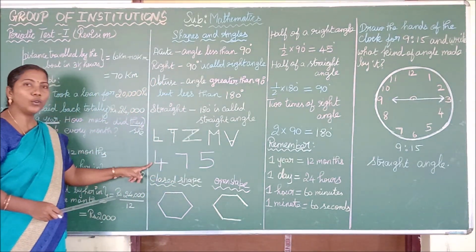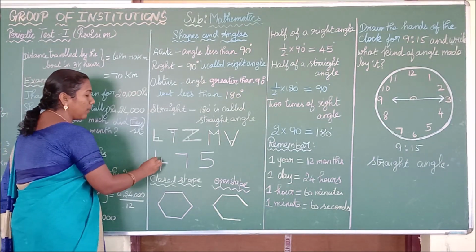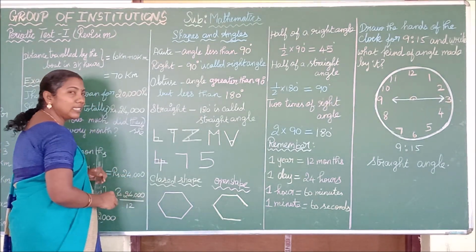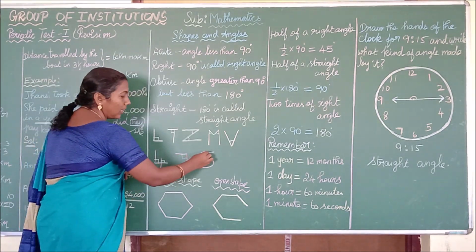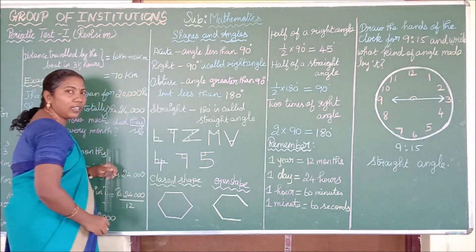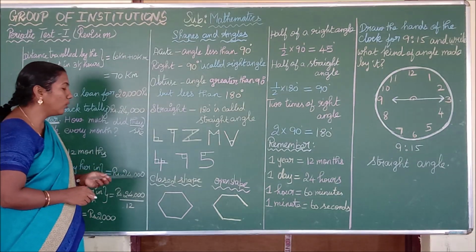See the number 4. What type of angle are you seeing in the number 4? See here. This is a right angle. In the number 7 you are seeing right angle. In the number 5 you are seeing right angle. Clear, children? Okay.